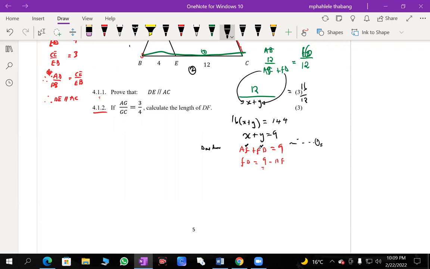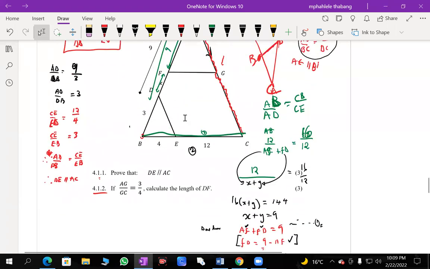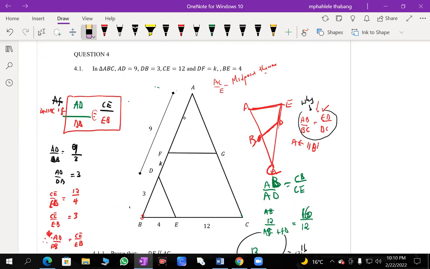So you say, this is my equation 1, but what you did here is absolutely correct. Nothing wrong. I was just giving you another thing to consider. This is absolutely correct. FD is 9 minus AF. You are right. I will do more diagram here. AF, 9 minus K. 9 minus K.